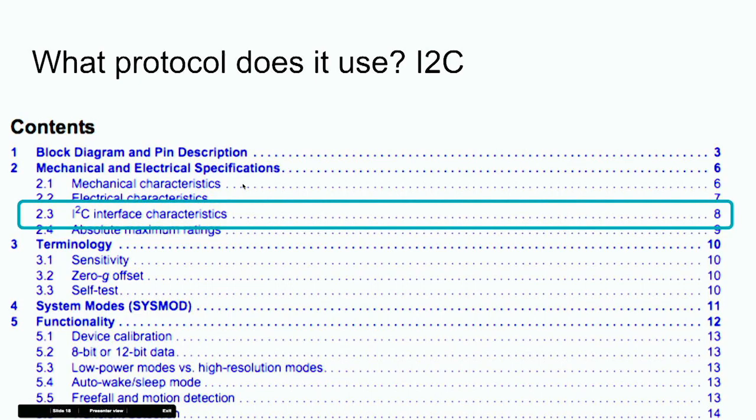So the first thing you want to figure out is, how does this talk to this? This is looking for our communication protocol. We already saw serial, we saw SPI. This one has I2C. And how do I know that? Because it says so in the table of contents. So I know that I need I2C.